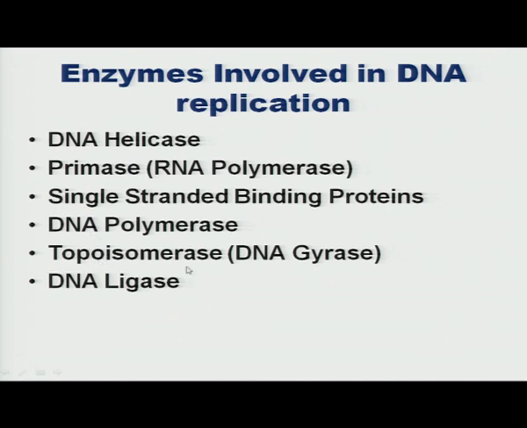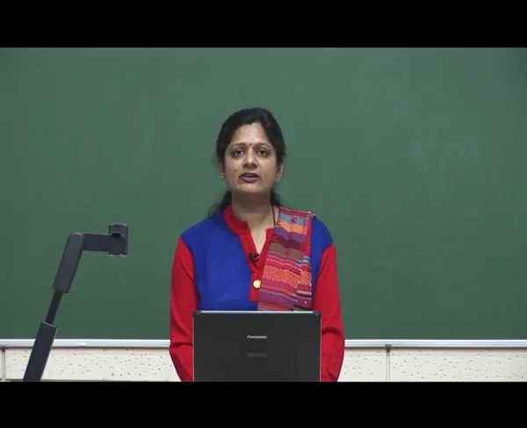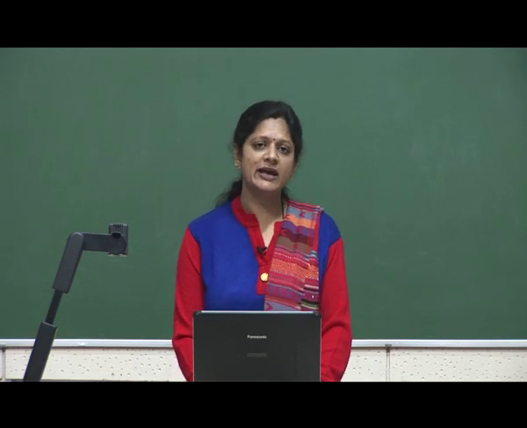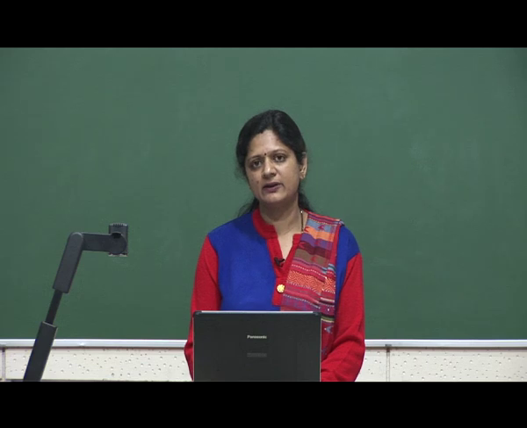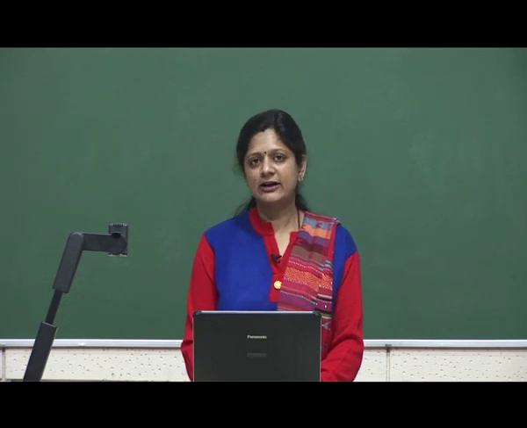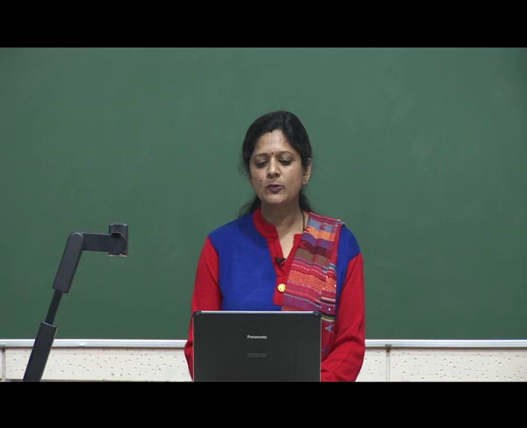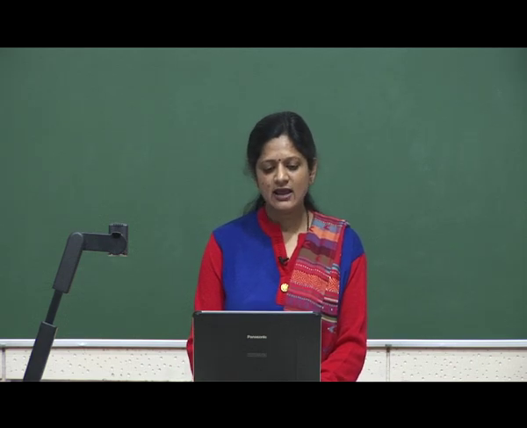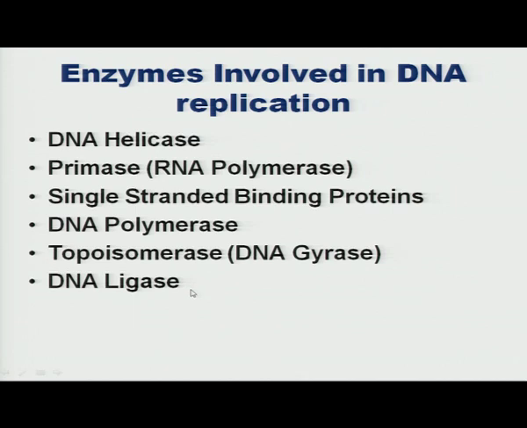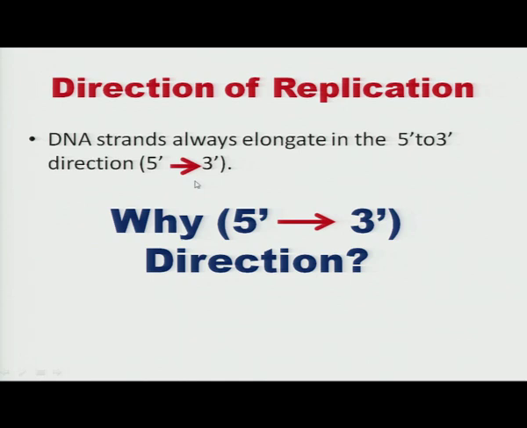Topoisomerase, which is one of the types of DNA gyrase. When the DNA is being separated out, the other sides of the DNA will get supercoiled, and supercoils may inhibit the process of DNA replication. So, to reduce the supercoiling, the tension, the torque exerted by the supercoils, topoisomerase is involved. And DNA ligase finally creates a phosphodiester bond during DNA replication. Now, this is an important part of DNA replication, the direction of replication.